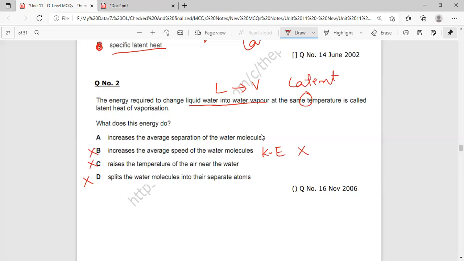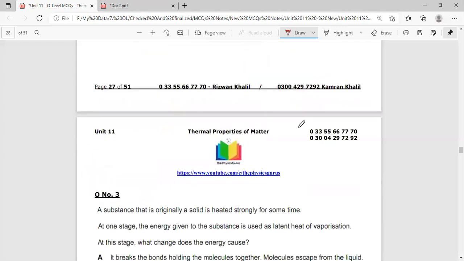The increase in average separation of the water molecules, since we know the atomic structure, or molecular structure, of the liquid and the gas. In liquid, molecules are a bit close to each other, but in gases, molecules are far apart. So the energy which is being provided during this conversion will be utilized in order to increase the separation or distance between the molecules so that liquid will be converted into vapors. So which option is the correct option? Option A is the correct answer. Now let's move towards the next MCQ.